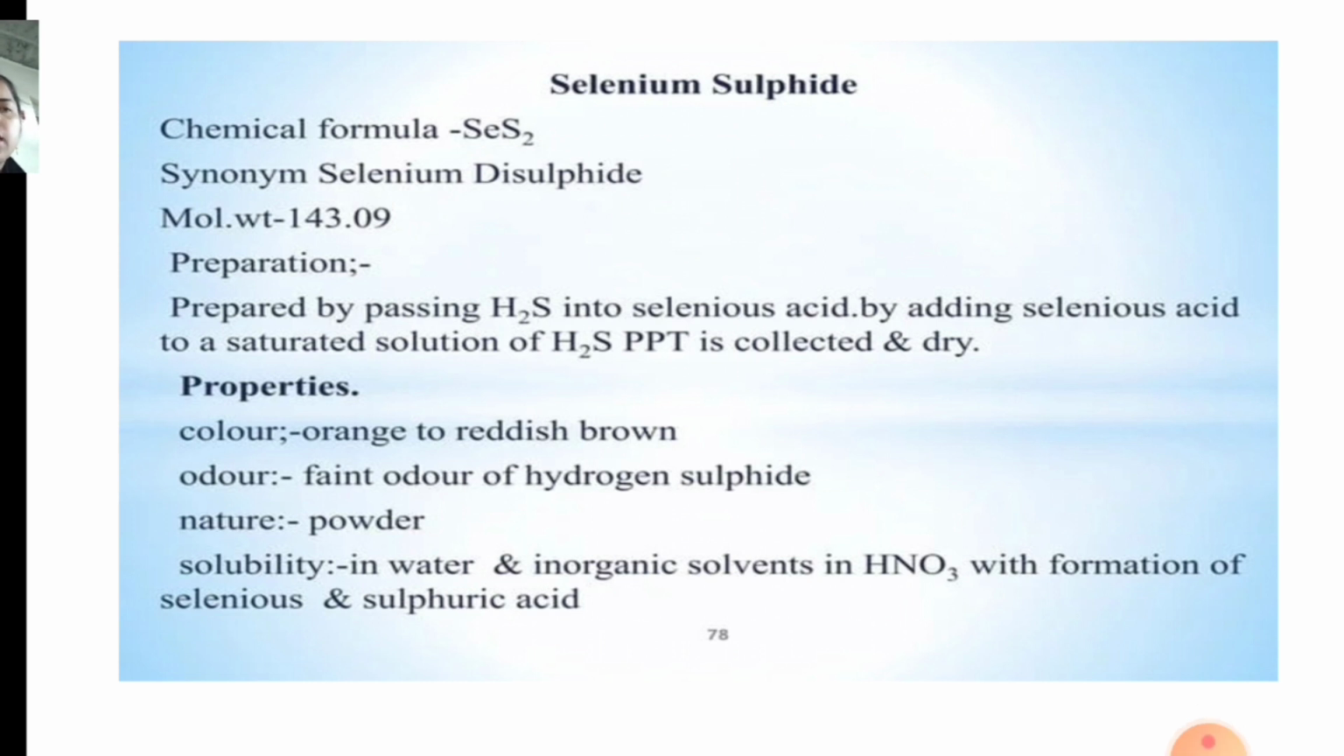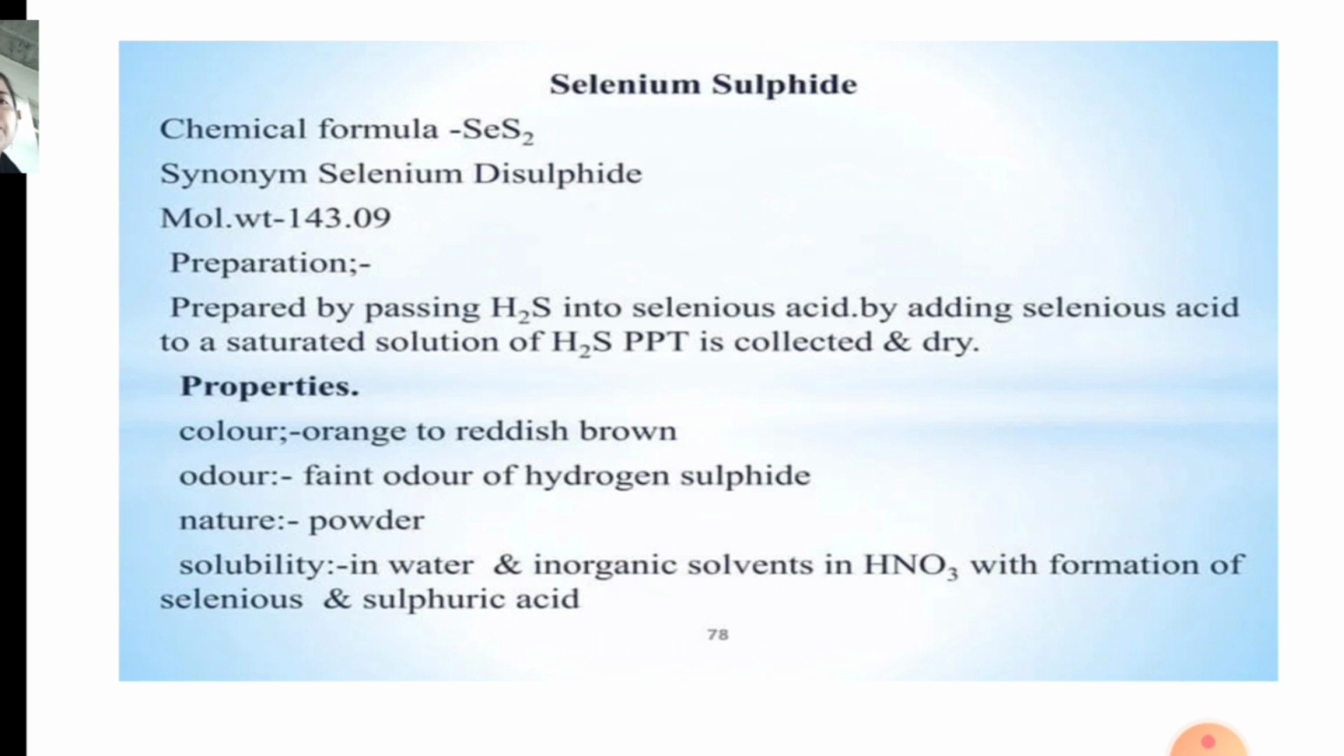In today's class, I will discuss my topic, selenium sulphide. The chemical formula is SeS2, synonym is selenium disulfide, and its molecular weight is 143.09.